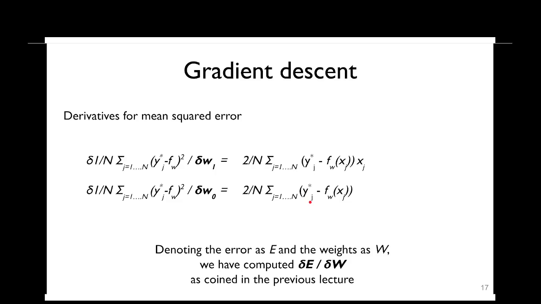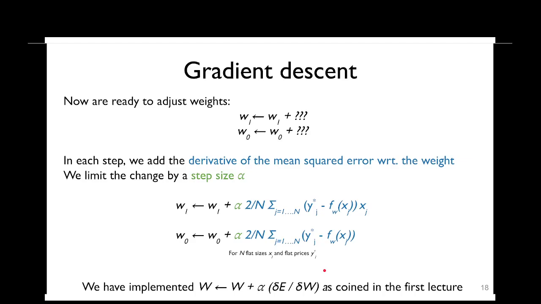So we have now achieved already a computation of delta E by delta W. E is our error, mean squared error in this case, and as I said, in neural network terminology we always abbreviate the error by E, so we have here delta E by delta W. Now, let's do the next step. What we really wanted was the update function, how to adjust the weights. That's what we tried to answer.